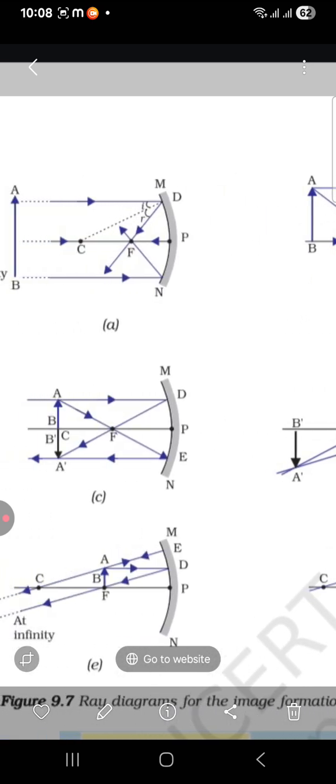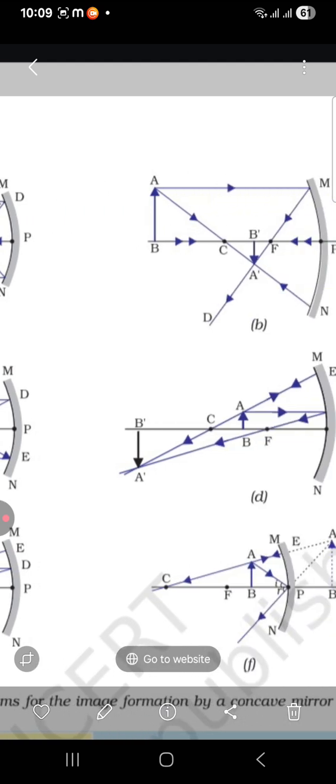If object is at center of curvature, then again the parallel ray will pass through focus and the ray passing from focus will become parallel after reflection. So what you see, if object is at center of curvature, then image will also form at center of curvature, right? Size of image is equal to size of object. Real and inverted image is formed. Why are we saying real image? Because light rays are actually converging at this point after reflection.